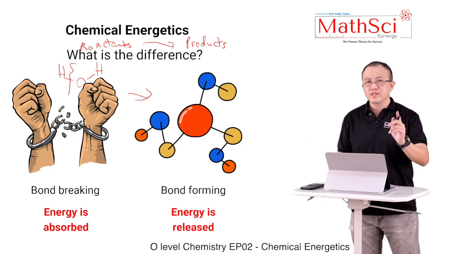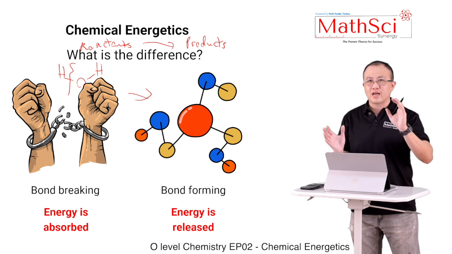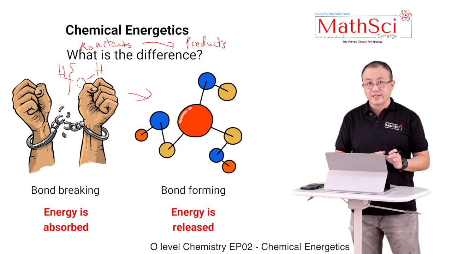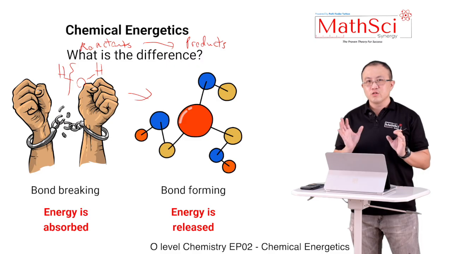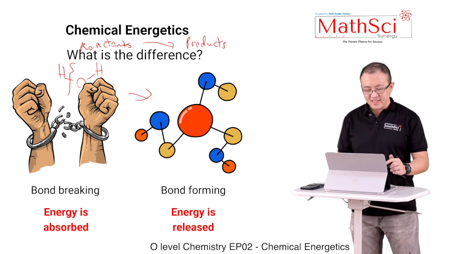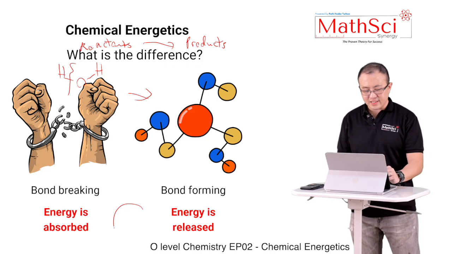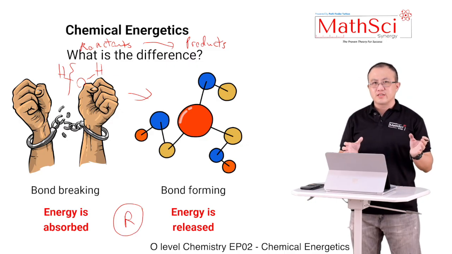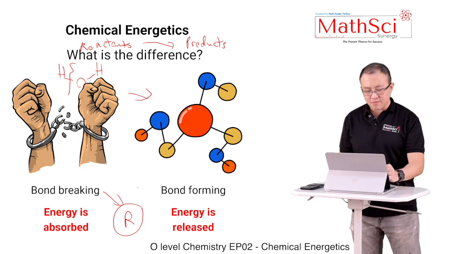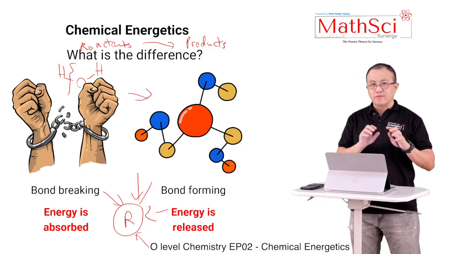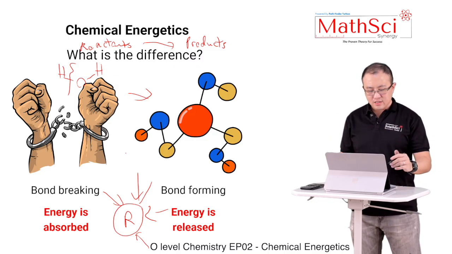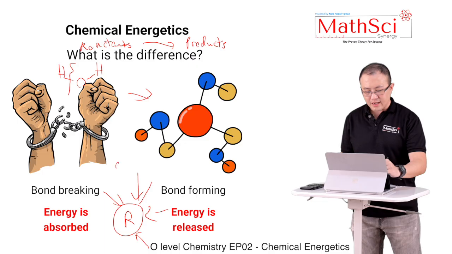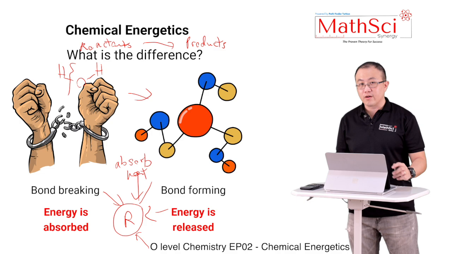So most of the time, if we have a lot more bond breaking as compared to bond making, you need to get the energy from somewhere, isn't it? Let's say this is the reactant, let's call it R. The energy that you need must come from everywhere else. This is the reason why an overall bond breaking process will always cause you to absorb heat from the surroundings.